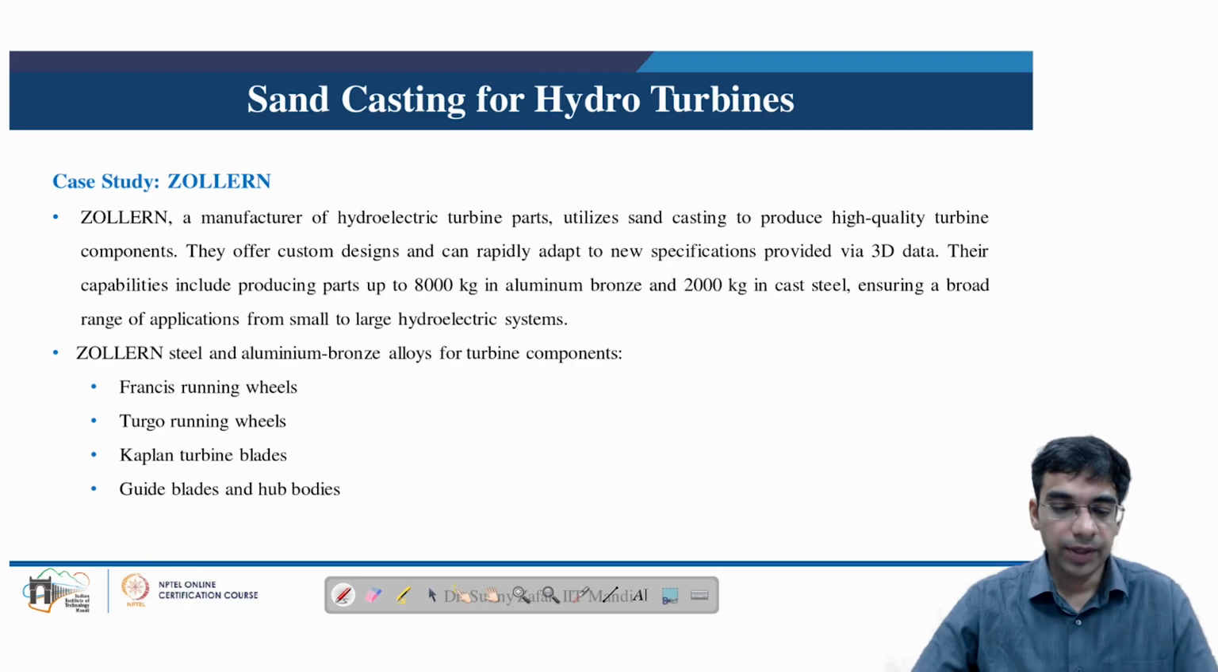ZOLLERN steel and aluminium bronze alloy for turbine components are widely used for Francis running wheels, turgo running wheels, Kaplan turbine blades, guide blades, and hub bodies.